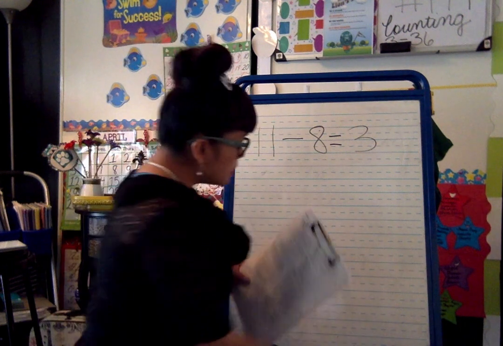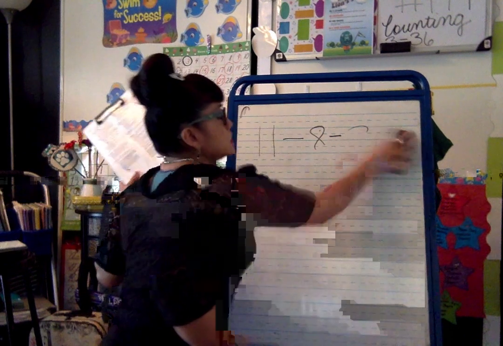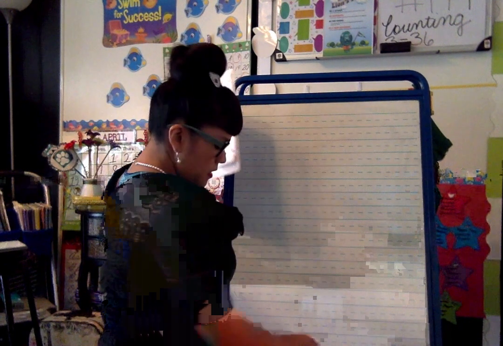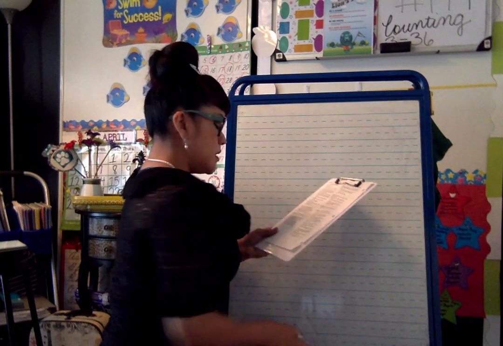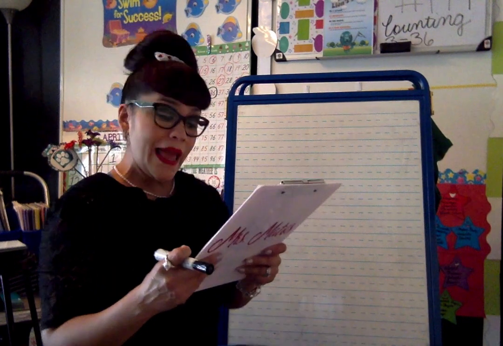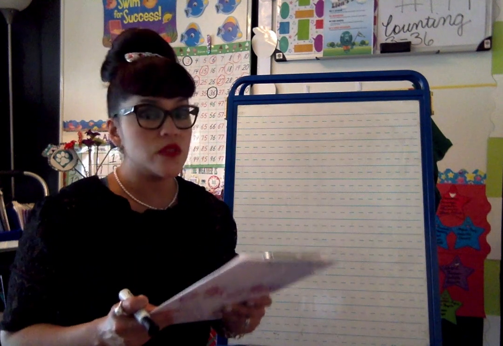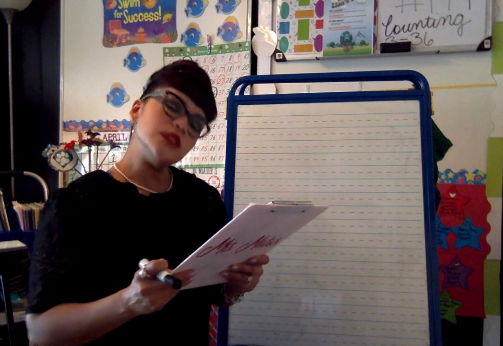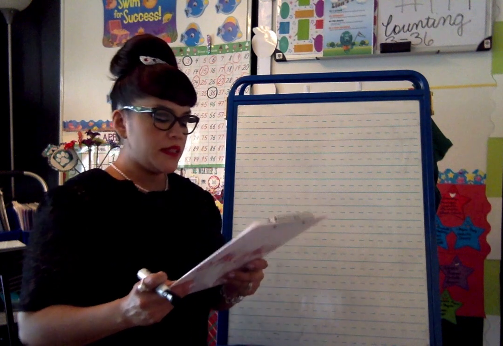Okay, now this other problem, class, is a story problem using coins. All right? Okay, let's get started. Tanya had 1 quarter and 2 dimes in her pocket. She spent 35 cents at the store. How much money did she have left? Okay, let's break this down.